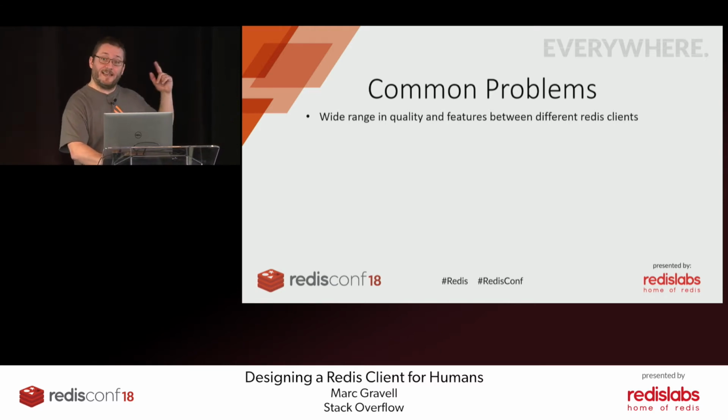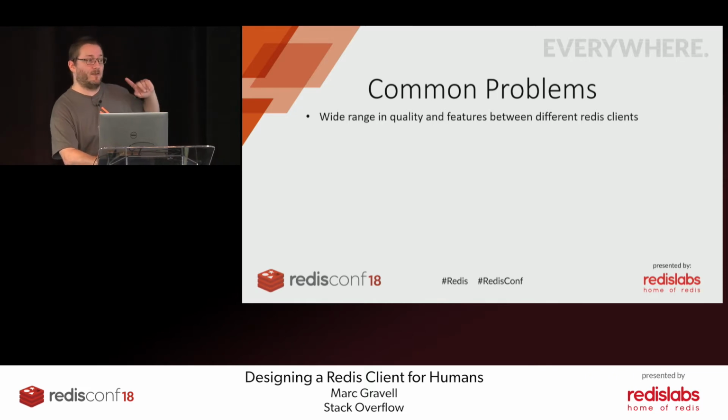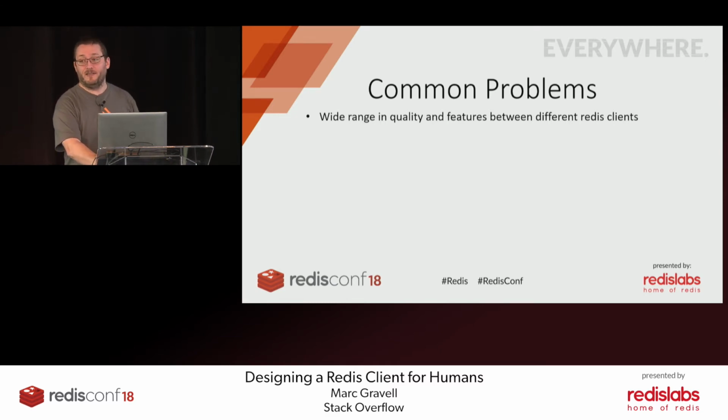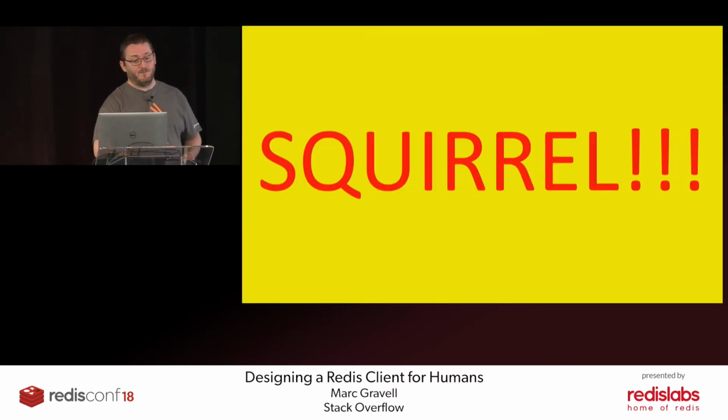It turns out that just sending a single command to Redis and getting a reply back is the very, very thin end of a very wide wedge. Very wide wedge. So, rhetorical: what is the single biggest reason for client libraries to be incomplete or have this variation? Squirrel.